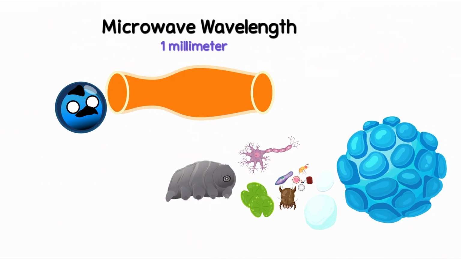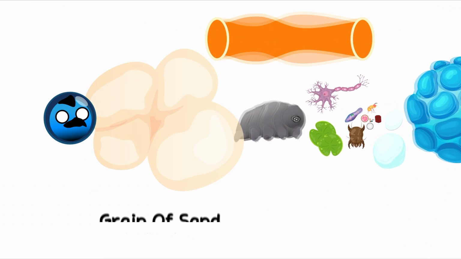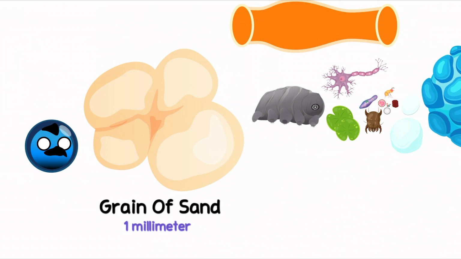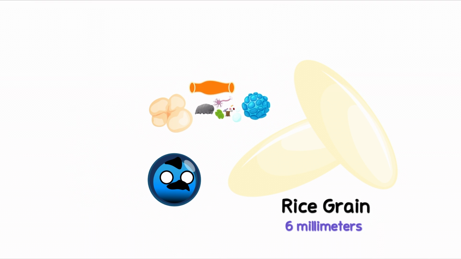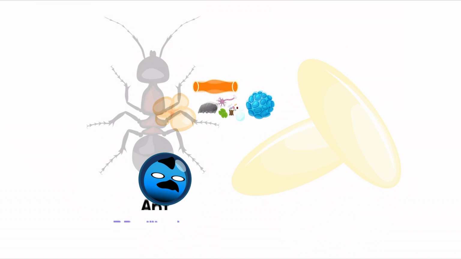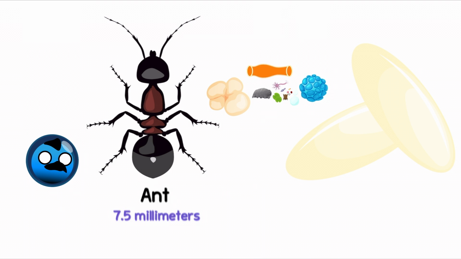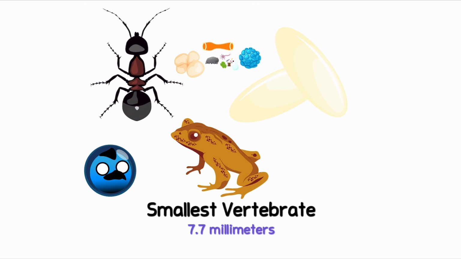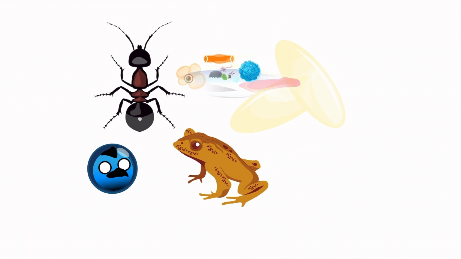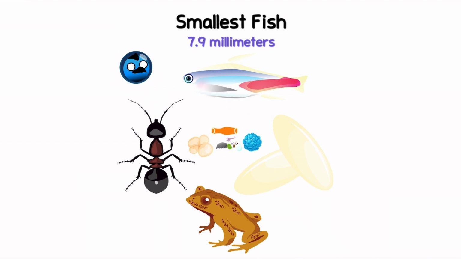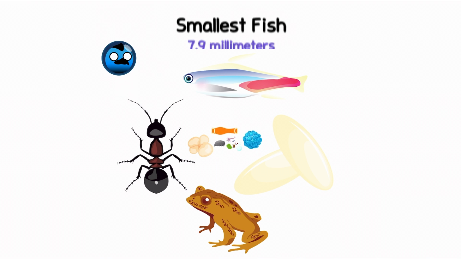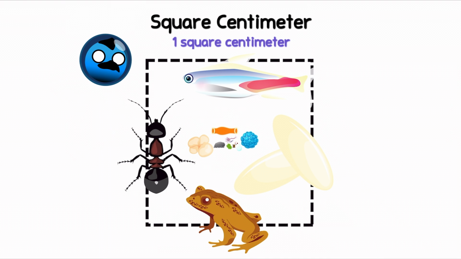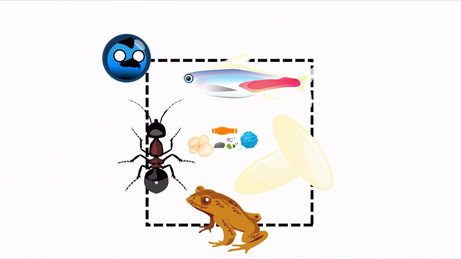Microwave wavelength, 1 millimeter. Grain of sand, 1 millimeter. Rice grain, 6 millimeters. Ant, 7.5 millimeters. Smallest vertebrate, 7.7 millimeters, are terrestrial frogs found in eastern Papua New Guinea. Smallest fish, 7.9 millimeters, a new Southeast Asian cyprinid fish. Square centimeter, 1 square centimeter.